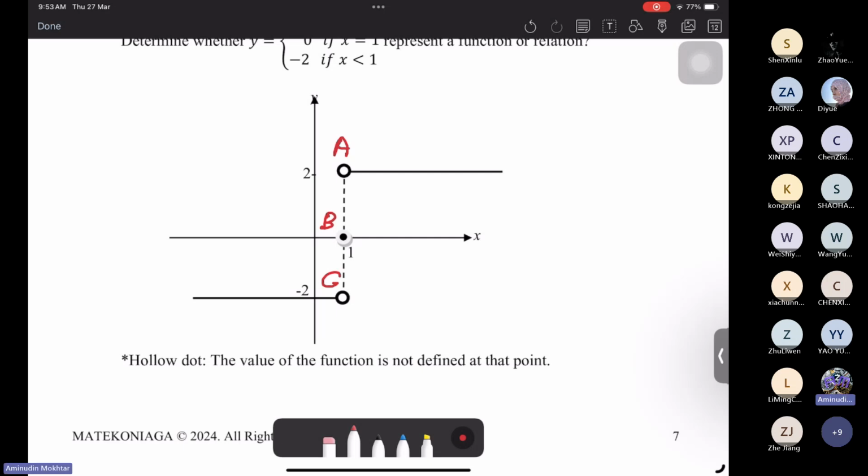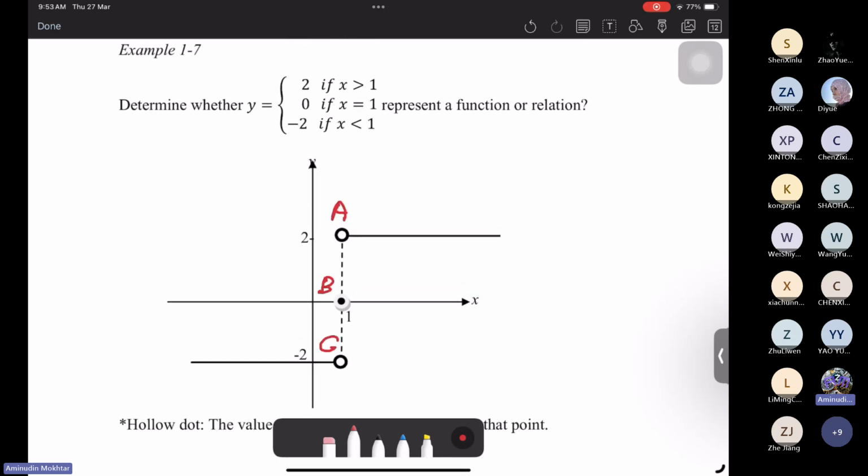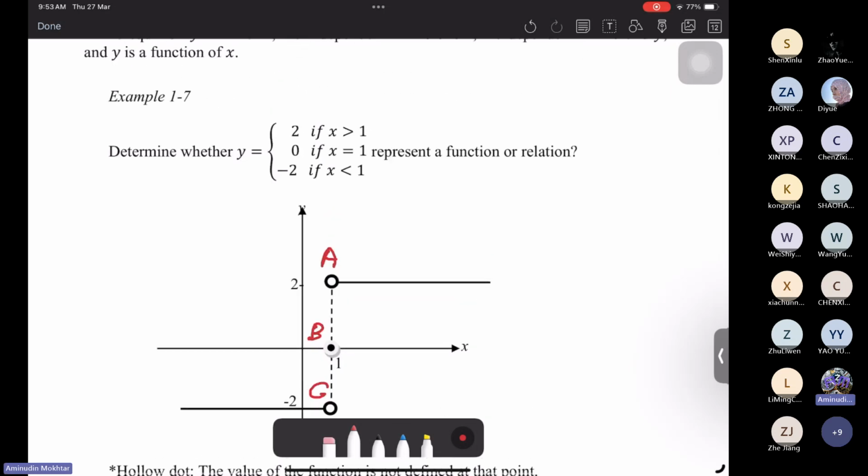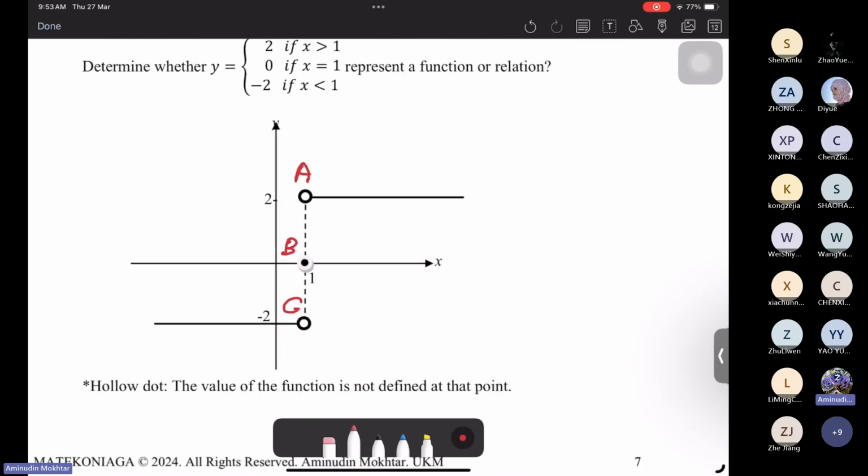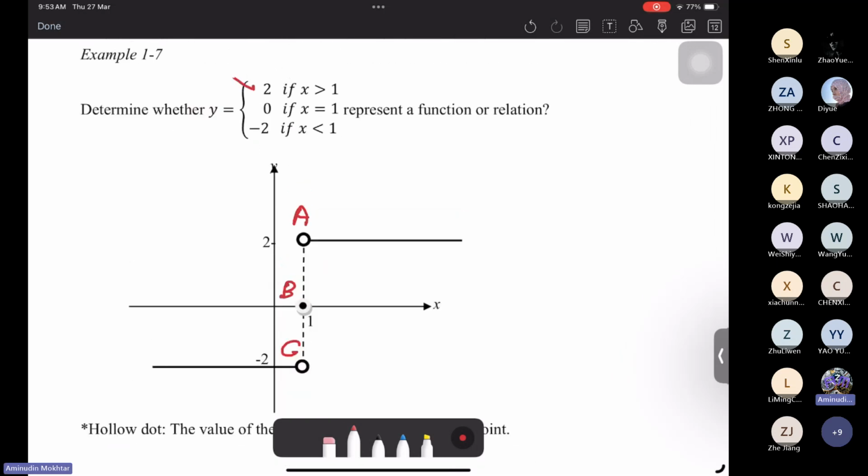At point A, what does it mean? There's a piecewise equation. y equals 2 if x is greater than 1.